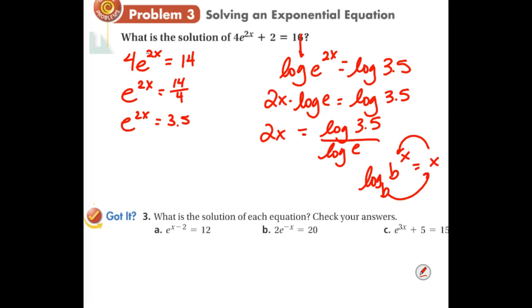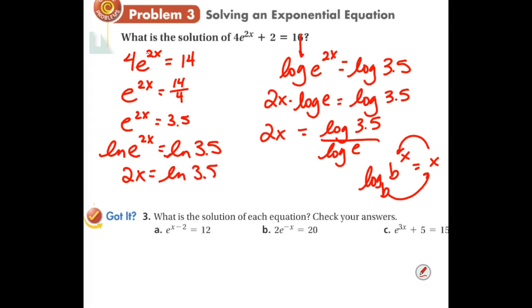Yes? Well, if I take the log base e of e to the 2x, that whole side just becomes what? The 2x. Yes? And log base e means natural log. So what I'm going to do is take the natural log of both sides. And then the left side, we said, just becomes a 2x.